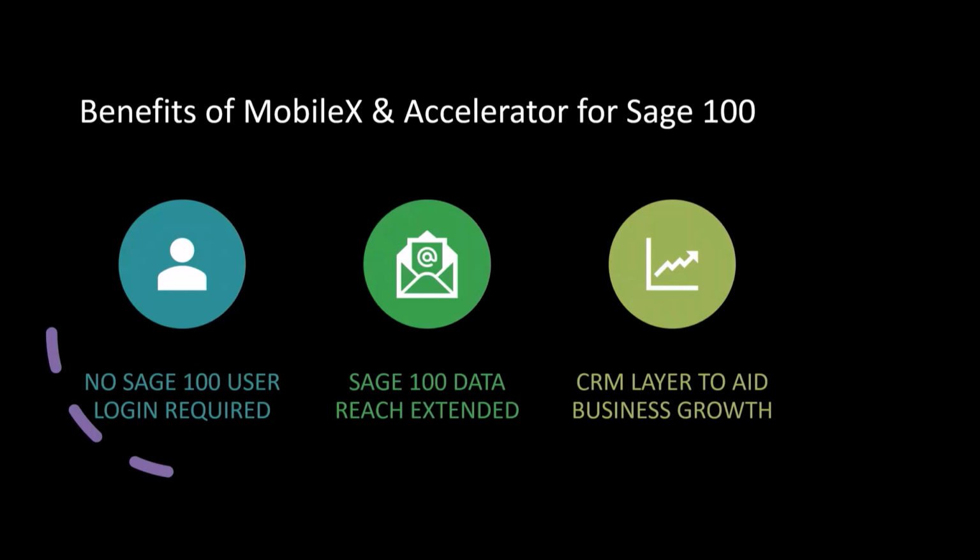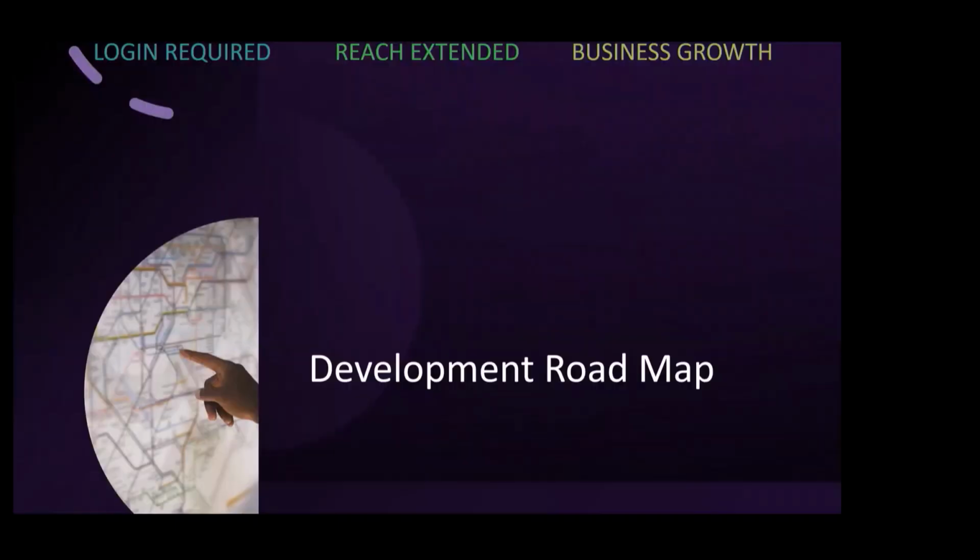And that CRM layer that we're referring to, with those touch points of recording calls and recording emails and creating prospects, is an additional layer that sits on top. It's not Sage 100 data, but it can be exposed in Sage 100 if it's needed as well. So the CRM layer is something that Sage 100 doesn't have, but everybody benefits from actually seeing the communications that are going on with the customer.